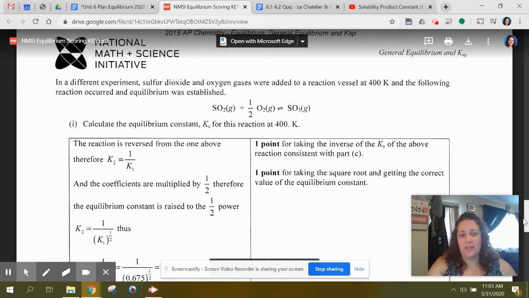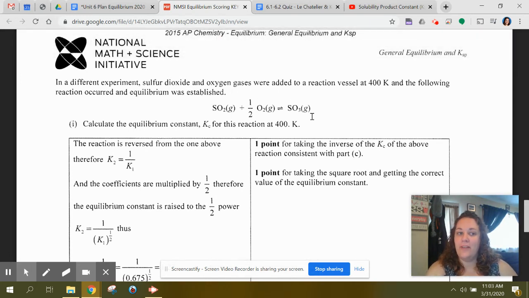Also, what we're changing on this one is that we've halved all of our molar coefficients in that balanced equation. Instead of 2, 1, 2, now it's 1, half, and 1. Coefficients do matter in your equilibrium constant expression, and so it does change the value when we halve the coefficients. So it's going to take that whole expression raised to the 1/2 power.